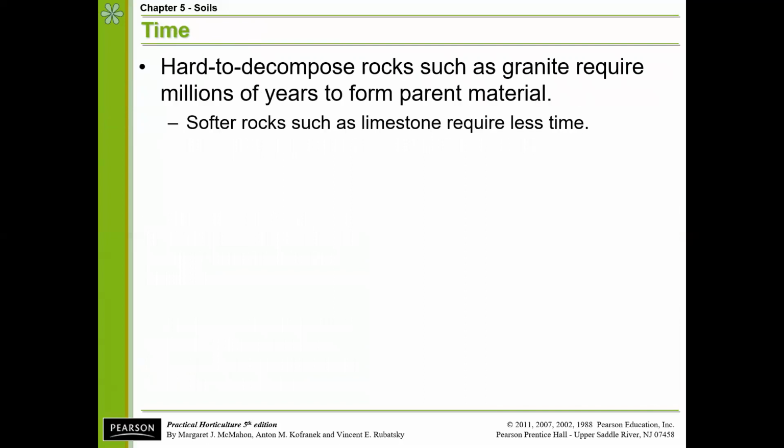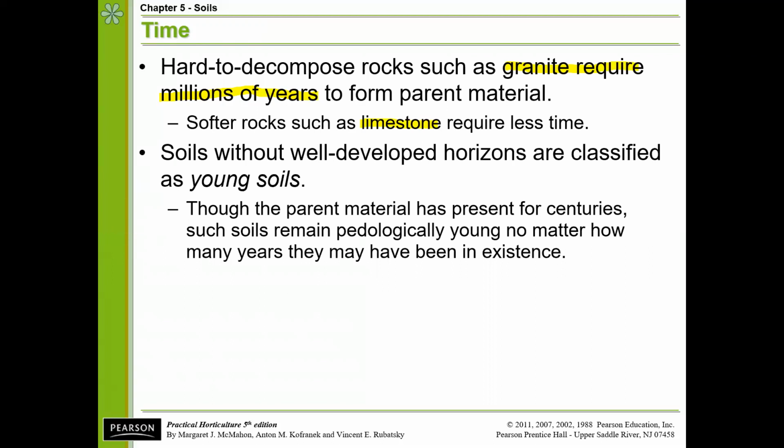That last factor, of course, is time, and looking at how long it takes for that parent material, with all these other interacting factors, to be broken down. Some stuff like granite, a really hard rock, metamorphic rock, can require millions of years to become actual soil from that parent material. Whereas something like limestone, which is soft, breaks down relatively quickly. We develop these soils into the horizons, and if they don't have well-developed horizons, then we consider them young soil, even though really that parent material is probably very old.